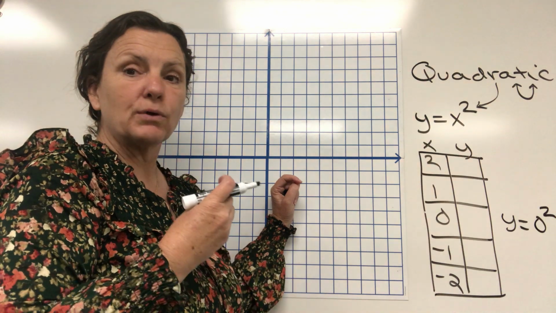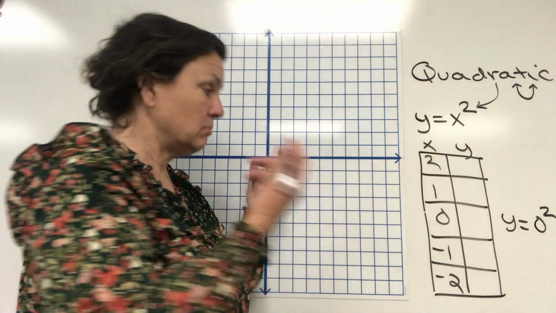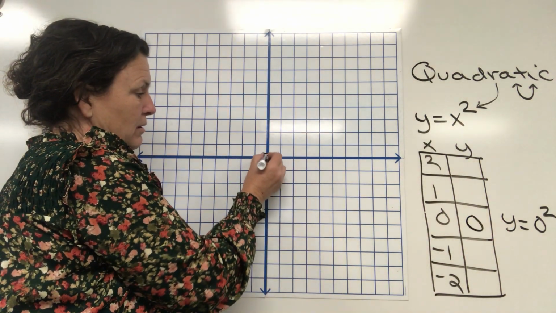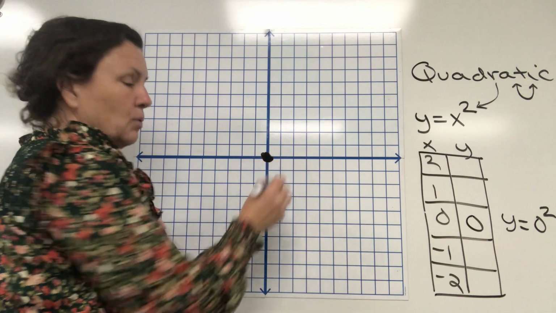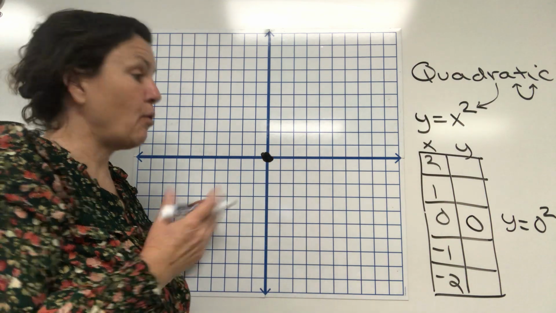Help me out. What is 0 squared? Which means what is 0 times 0? 0. Ooh, that's a special point. We're going to talk about the special name of that point in just a minute. But that's our Go point.